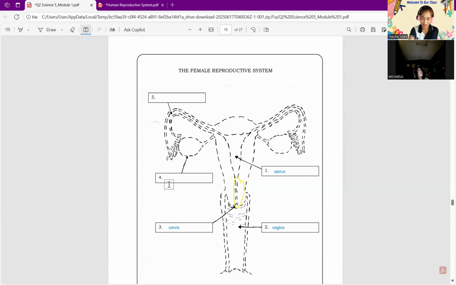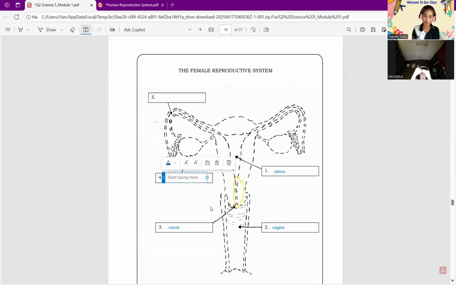Yes, it's a passageway for menstrual flow. It's also the passageway of sperm from uterus to the vagina. And it also serves as a passage during childbirth, it will expand to let the baby pass through. Okay? All right. So how about number 4?